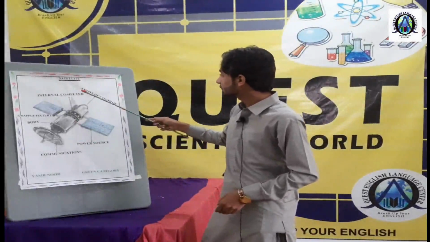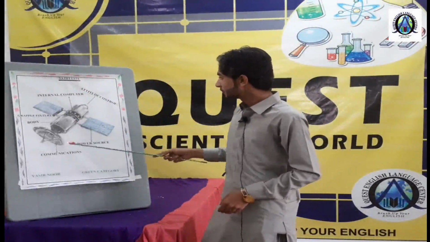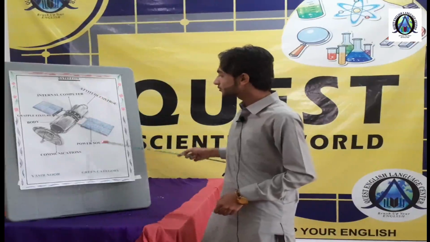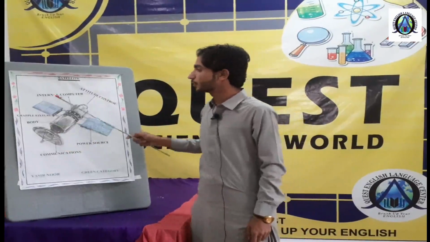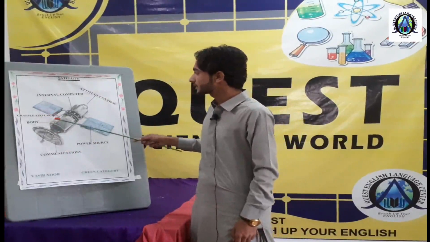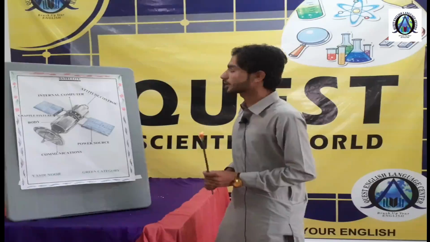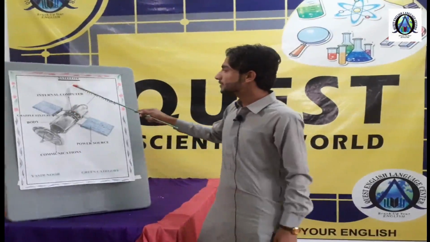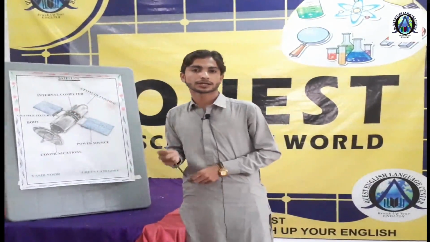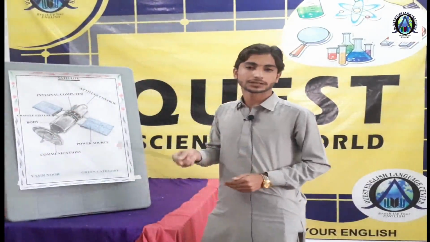A satellite has a few parts. The first one is attitude control, the second one is power source, the third one is communications, the fourth one is body, the fifth one is graphical fixture, and the last one is internal computer. First, we should know what a satellite is. A satellite is an object that revolves around the earth in order to collect information.